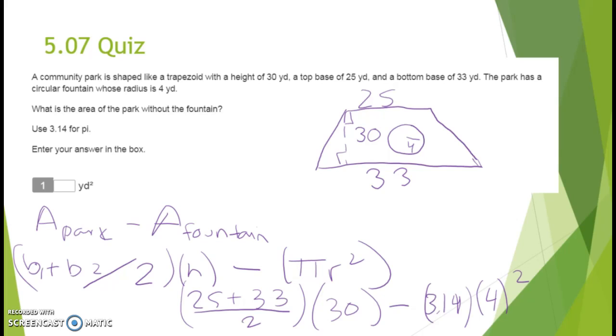So the area of the whole park, including the fountain, is 870. But then the fountain itself is about 50.24 square yards. So we have to take that away from 870, and you'll end up with about 819.76 square yards for what is left in the park without the fountain.